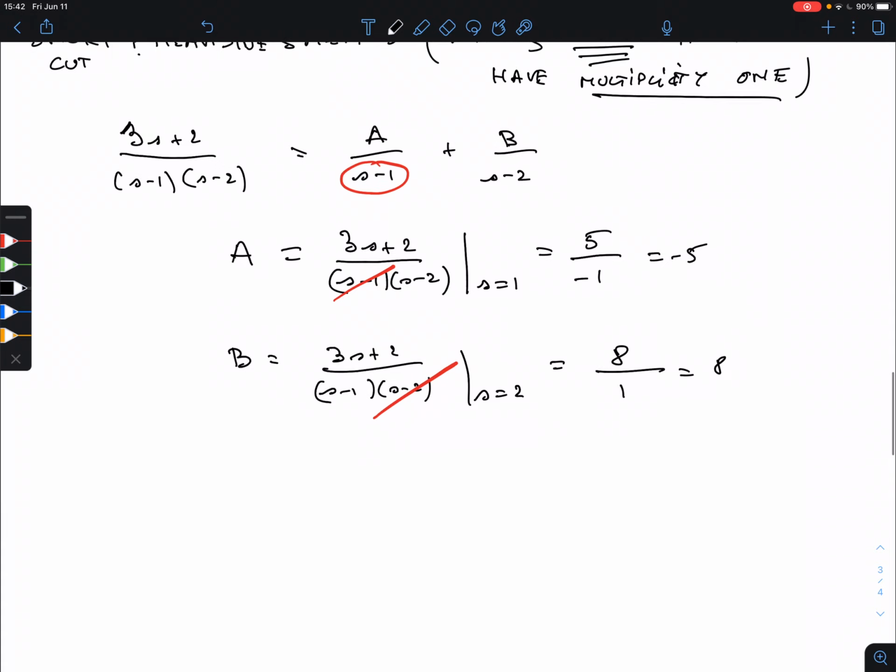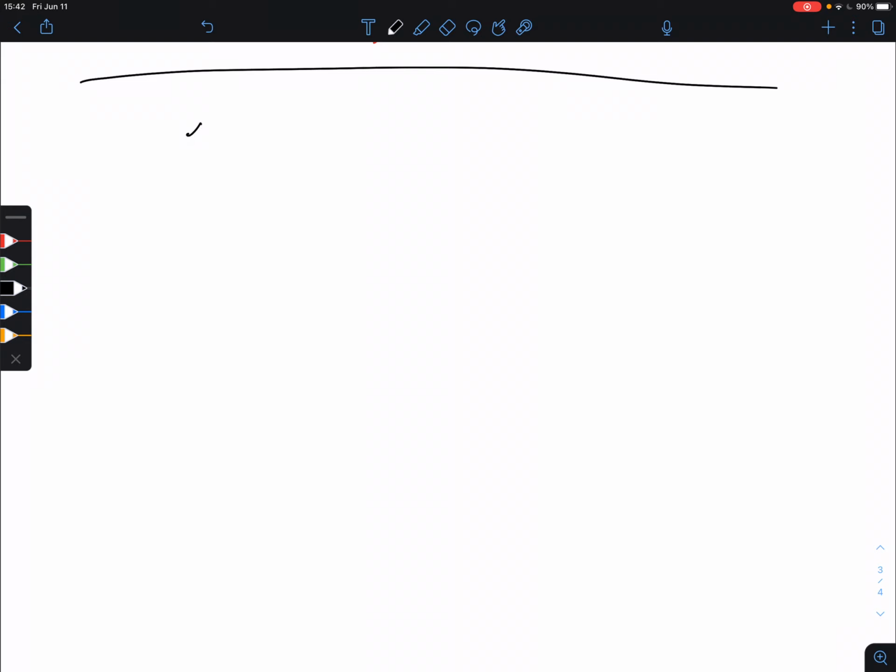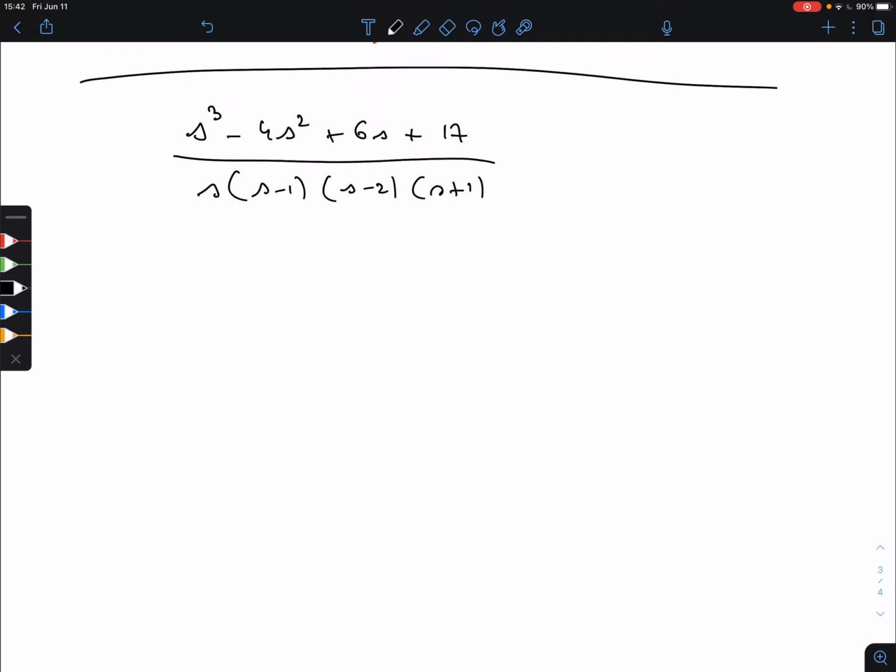Okay, so let me do this on another example here. I have this one. We have s cubed minus 4s squared plus 6s plus 17 divided by s times s minus 1 times s minus 2 times s plus 1. Here, nice of them, they have factored this. So it is factored, and we see all different factors. That's what it means to have all multiplicity 1.